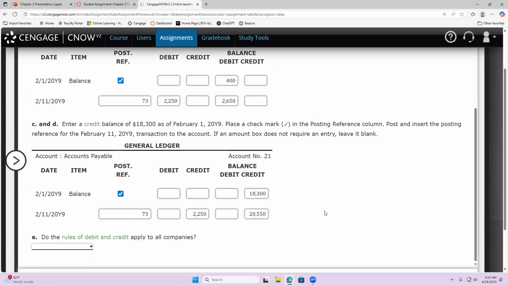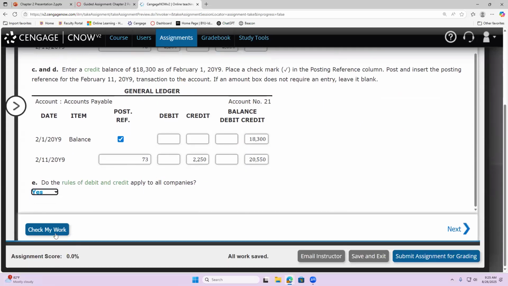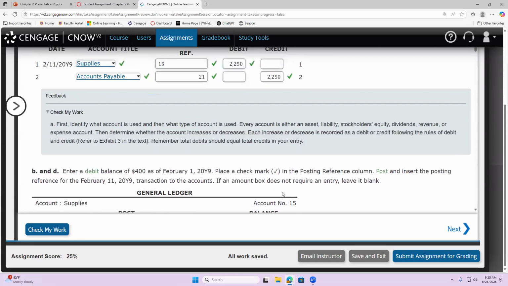And then this question, do rules of debit and credit apply to all companies? B, they do. All right.